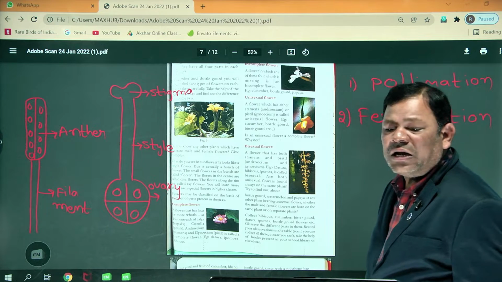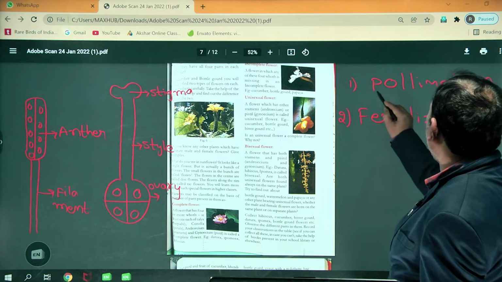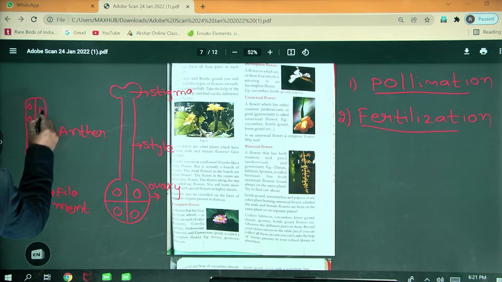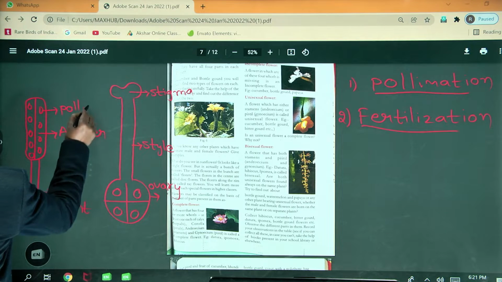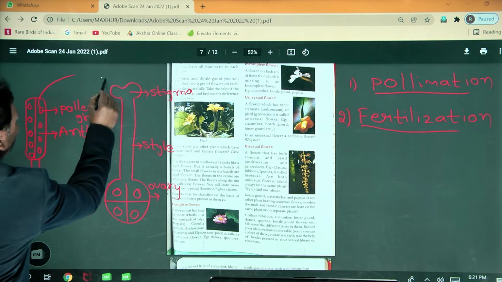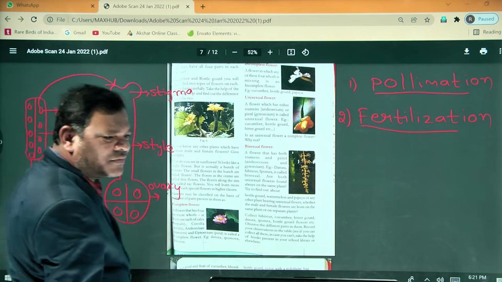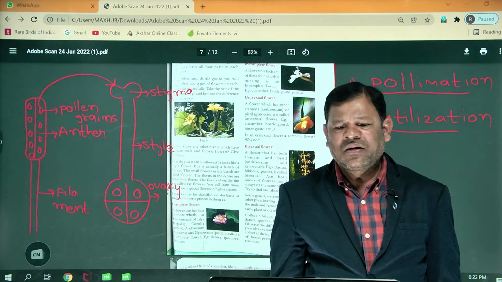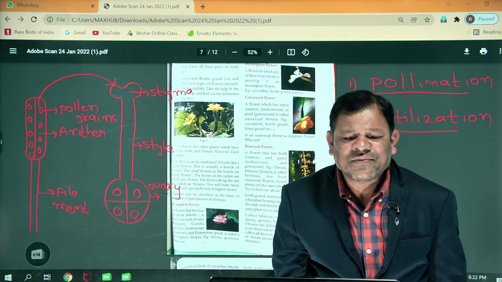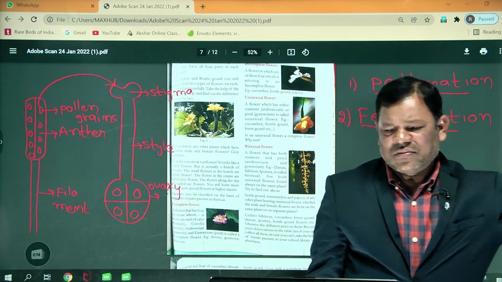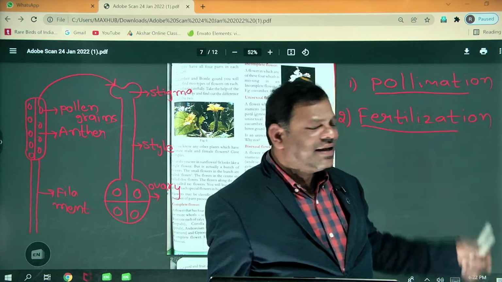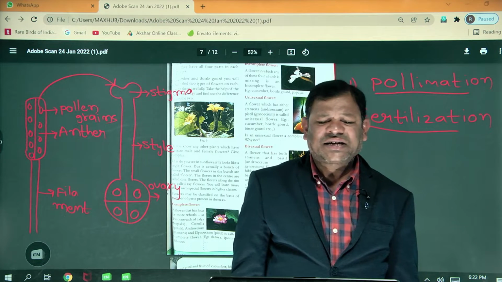In sexual reproduction, two things are very, very important. First one is pollination. Second one is fertilization. So these are called pollen grains, already you know very well. Pollen grains reaching from the anther to the stigma is called pollination. What is that? Pollen grains reaching from the anther to the stigma is called pollination. Is it clear? Pollination definition.